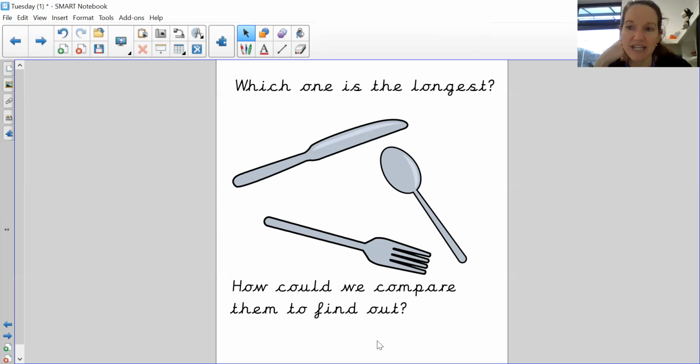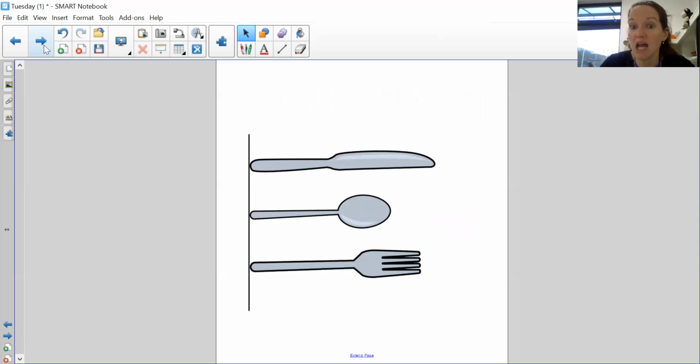Which of these is the longest? Can you see? Well, you might be able to say, oh, I think that one is. But when they're all mixed up, it's quite tricky to actually see which one is the longest. So what we need to do is line them up. And we need to have a start line. So I need to have my line.